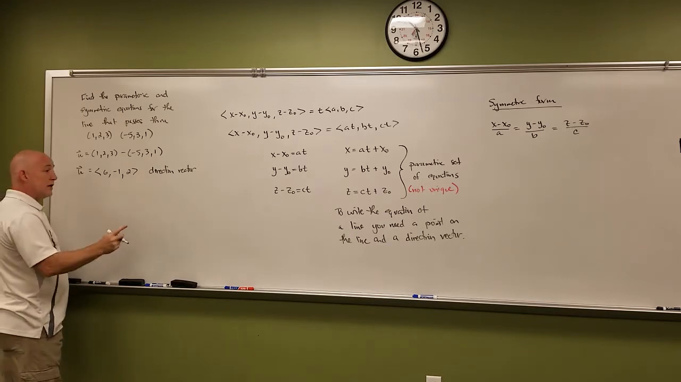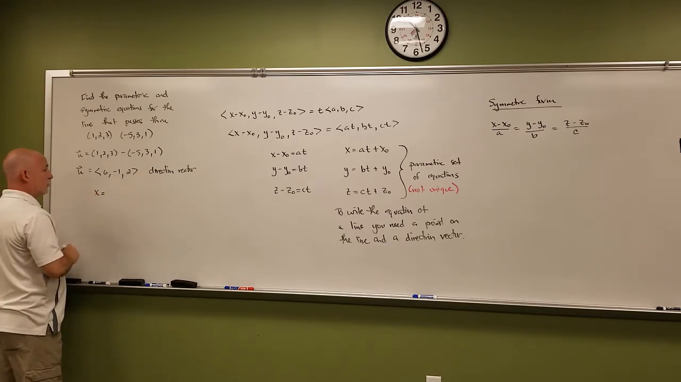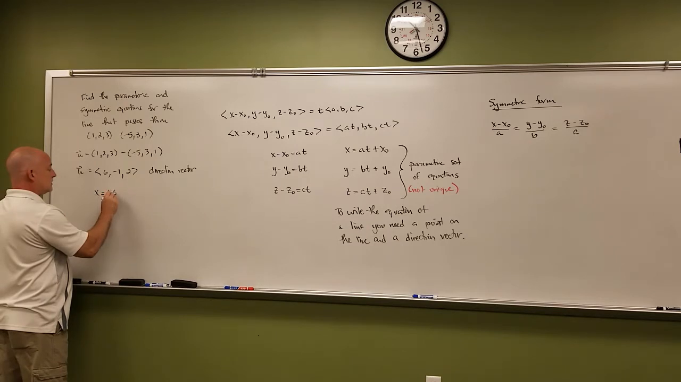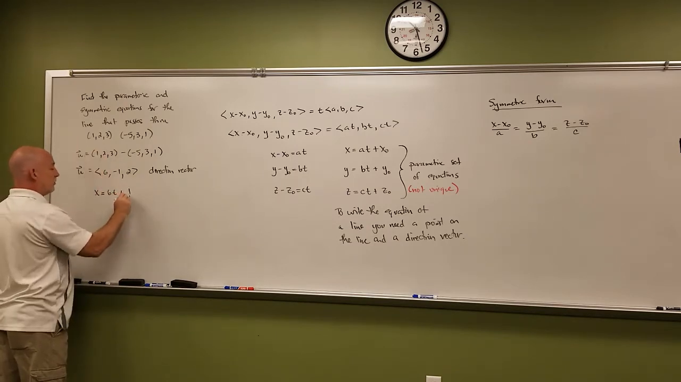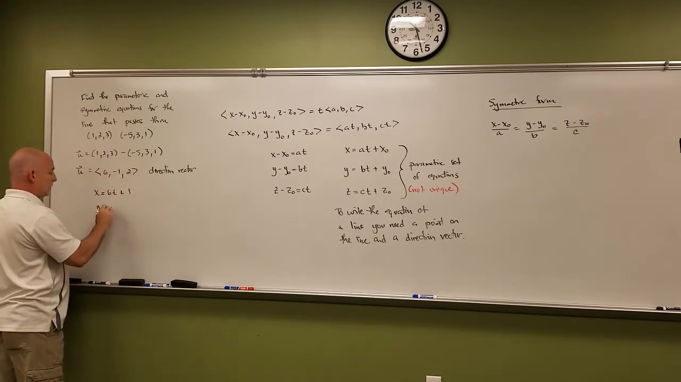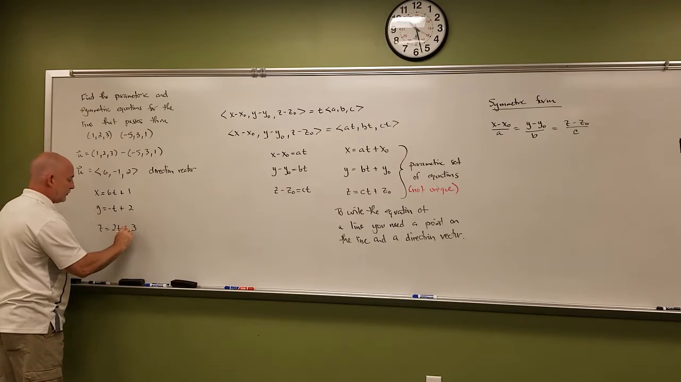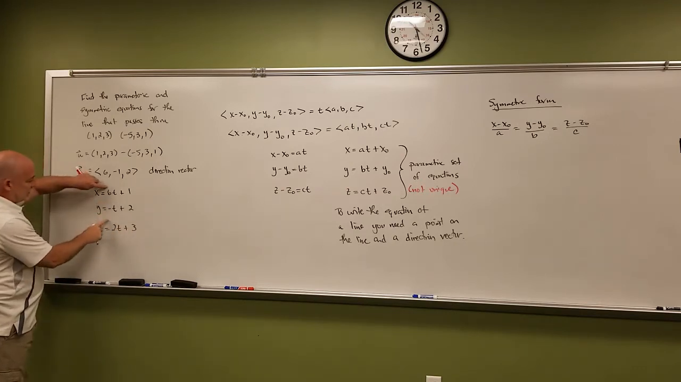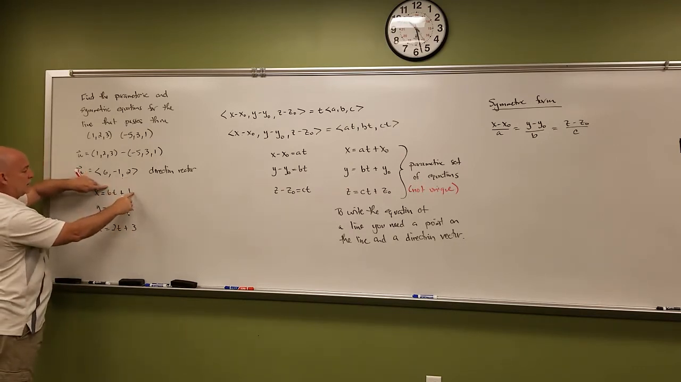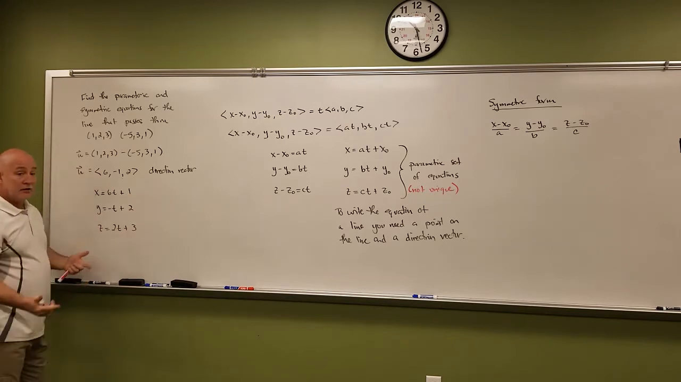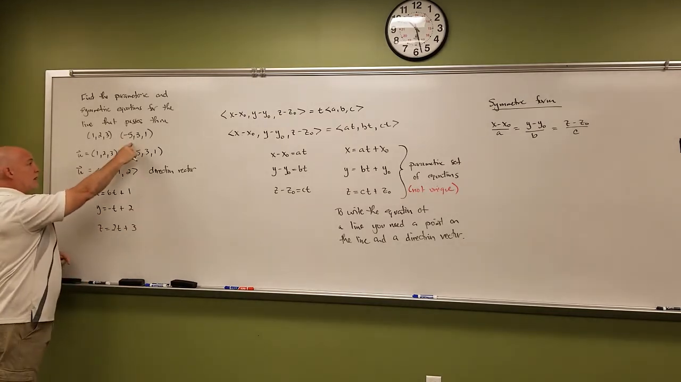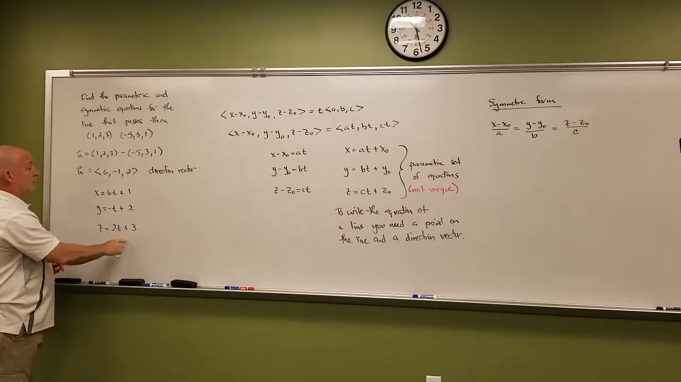So one set of parametric equations would be x equals 6t plus, I'm going to use the first point, 1. y is equal to negative t plus 2. z is equal to 2t plus 3. Notice the 6, negative 1, 2 is my direction vector, and I use the point 1, 2, and 3. This would have also worked if you would have used the second point, negative 5, 3, and 1.